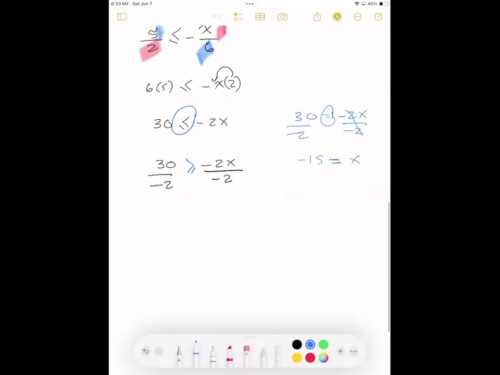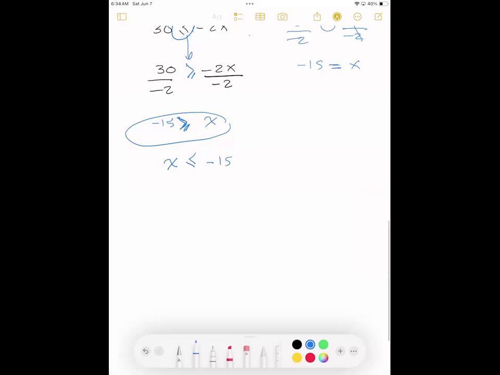But when you have an inequality, you do the same thing. You divide both sides by negative 2. But when you divide by a negative, don't forget to flip the sign. So if I would like to write x first, then the inequality sign, then negative 15. So the opening is toward the negative 15. So this says all the x's that are less than negative 15.